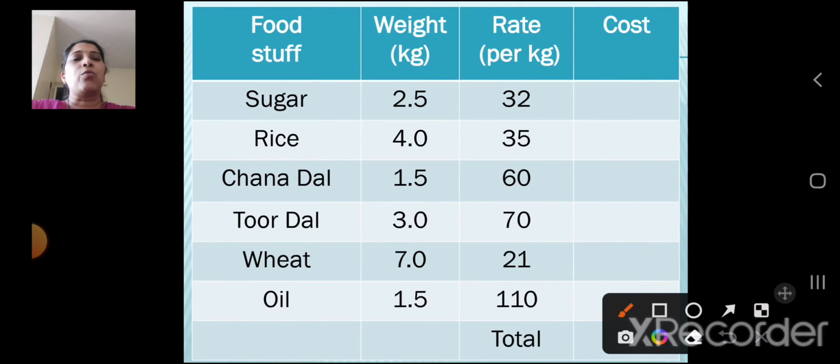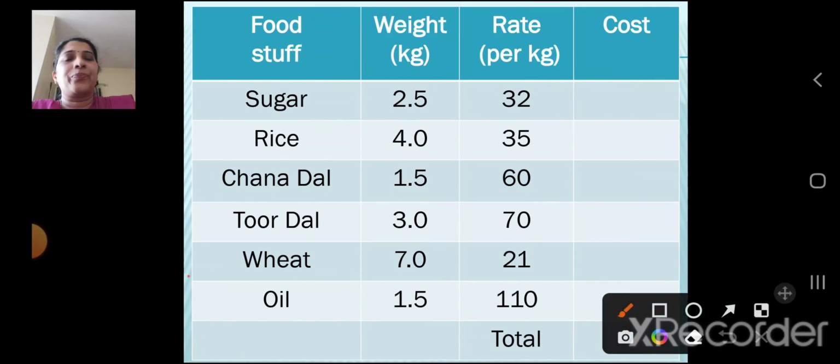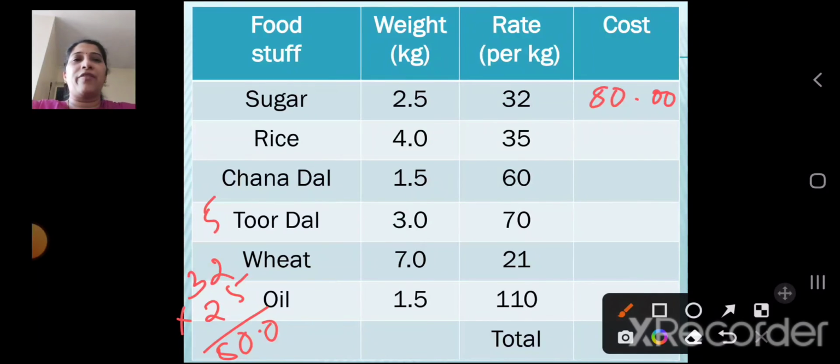Okay. Now 2.5 into 32, right? So what we will do, you will carry out multiplication, right? So 32 into 2.5, right? So 25 2s are 50, plus 5 is 55, 25 3s are 75, 75 plus 5 is 80. So there is one decimal place, so I have written one decimal point. So here it will be 80 is the cost of 2.5 kgs.